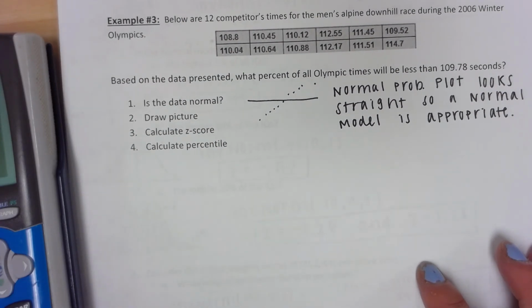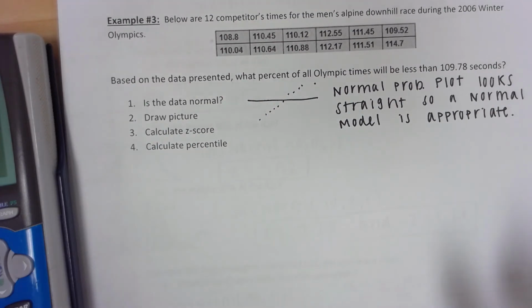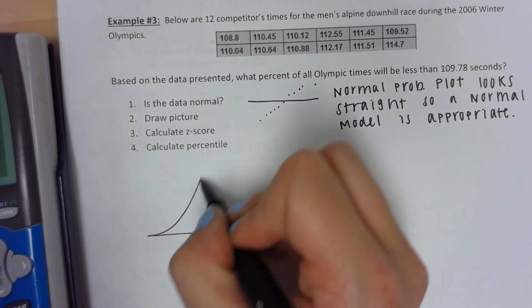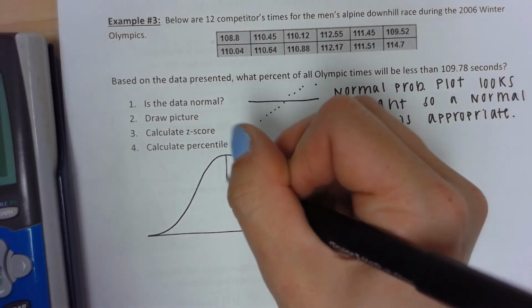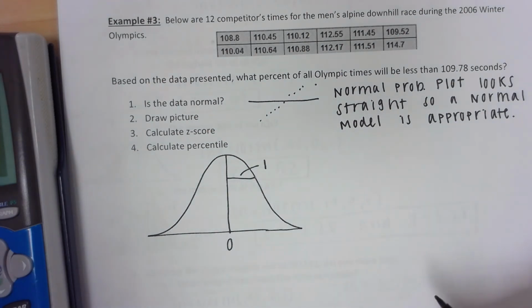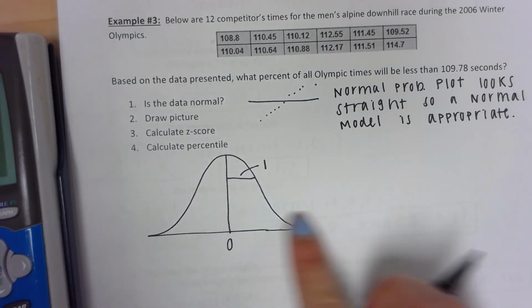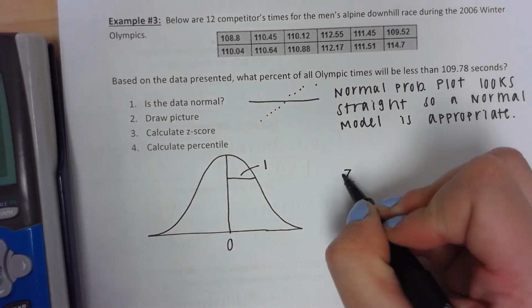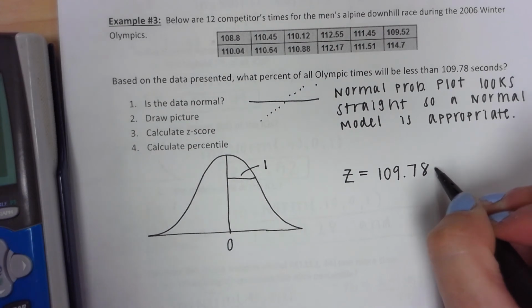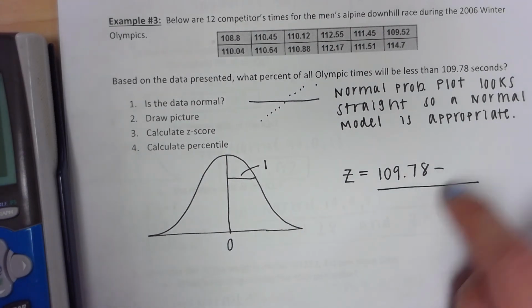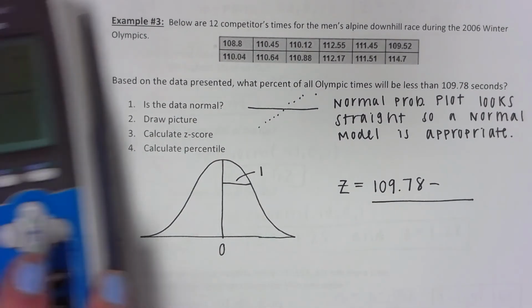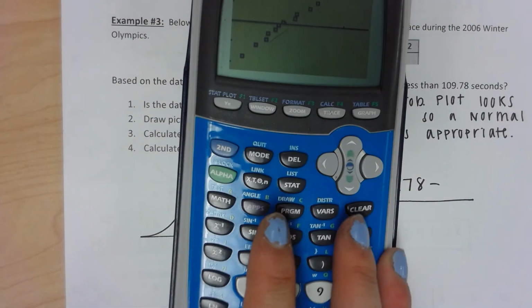From here, I can start working to answer that question. It says, what percent of all Olympic times will be less than 109.78? I want to draw my picture of my normal curve using the normal model, so my mean is 0 and my standard deviation is 1. Now I don't have a z-score yet, so the first thing I'll need to do is convert this 109.78 into a z-score. And in order to do that, I need my mean and standard deviation, which they didn't give me. So I'll have to go back to my calculator to find that mean and standard deviation.